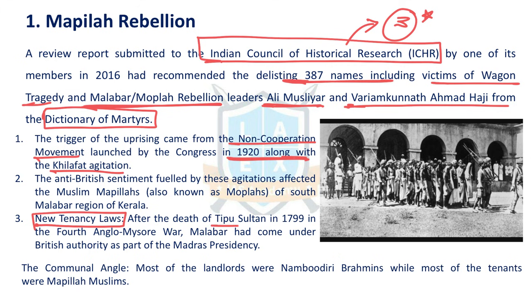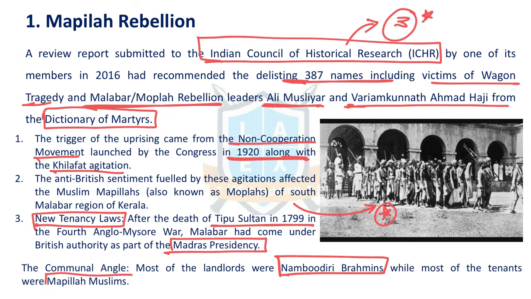After the death of Tipu Sultan, till then, during the time of Tipu Sultan, these Mappilas were a rich community. After that, they became peasants. They came under the Madras presidency. And this particular Mappila rebellion turned into communal violence. That is also one of the reasons why ICHR has recommended to remove their names. Most of the landlords were Nambudiri Brahmins and most of the tenants were Mappila Muslims. So they revolted against the Nambudiri Brahmins and the Britishers. Britishers imposed capital punishments on many of the Mappila rebels.